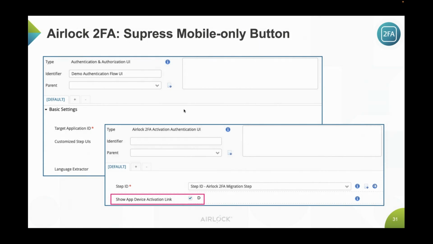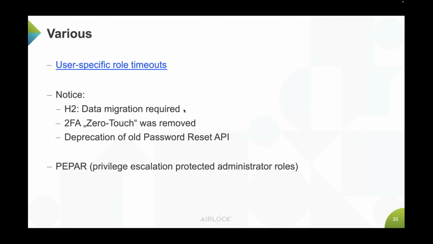But we're not at the end of the webinar yet. We have various other new features, which I would like to talk about now. The first one is user-specific role timeouts. This is a feature that we've supported in the JSP-Loginapp since a long time already, and we've now added it to the new Loginapp, and it works the same as it did before.